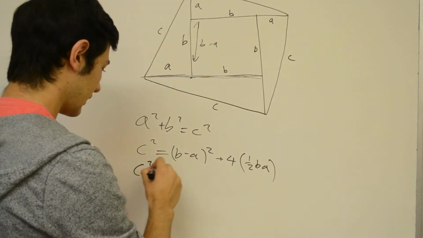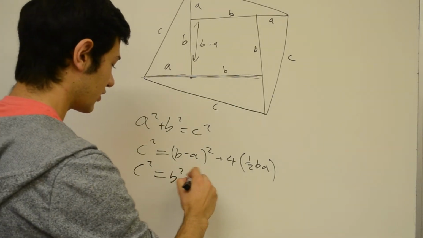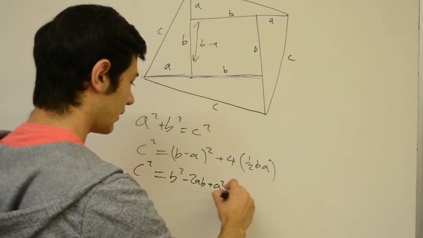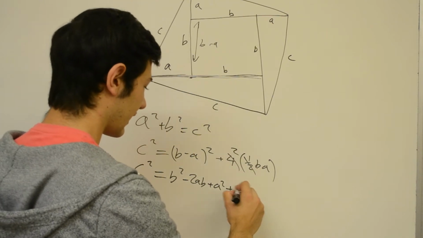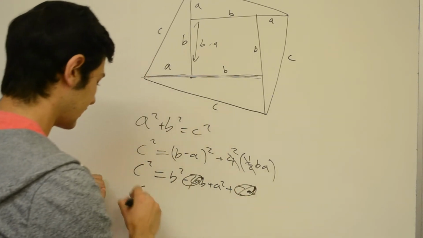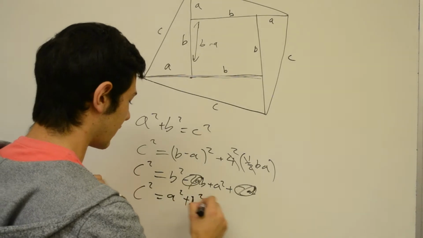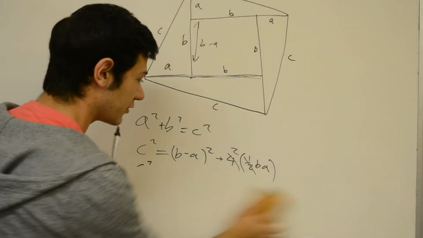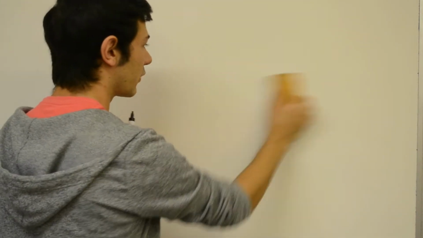So then you get C squared equals, using the binomial expansion, B squared minus 2AB plus A squared, plus 2AB again, or 2BA is the same thing, and these will cancel, and you get C squared equals A squared plus B squared. So that's a proof of the Pythagorean theorem, which I'm about to use to prove that sine squared plus cosine squared equals 1.